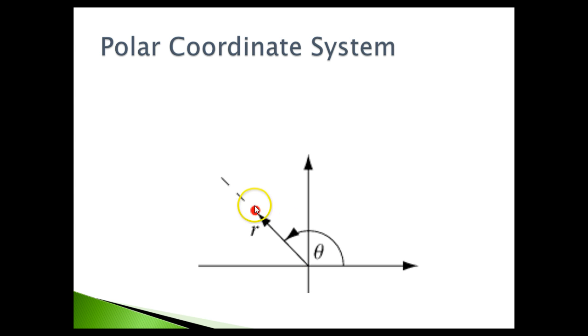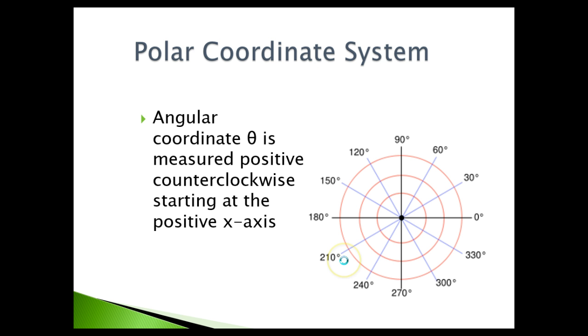If this is my point out here in space, the distance between that point and the origin is the r value, and then the theta, or the angle, is measured starting from the east. If we call this 0, and remember we're getting positive and increasing our angular measurement as we go around, that would be our theta coordinate.